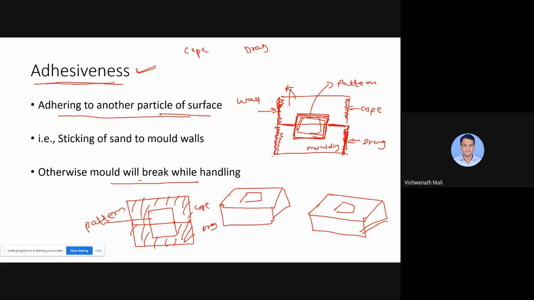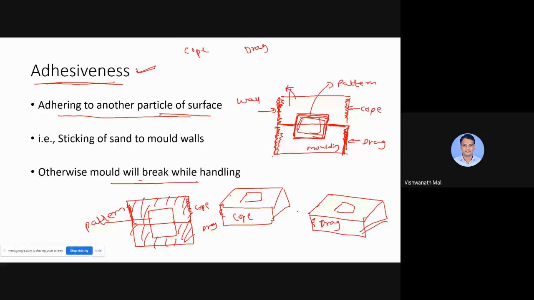We prepare like this. Now we need to remove this pattern. To remove this pattern, we need to separate this cope and drag. While separating, whatever molding sand is there should stick to the walls of this cope, because we are removing and moving the cope and drag. While moving, the molding sand should not fall. It should stick to the surface of the cope as well as the surface of the drag so that it cannot fall.